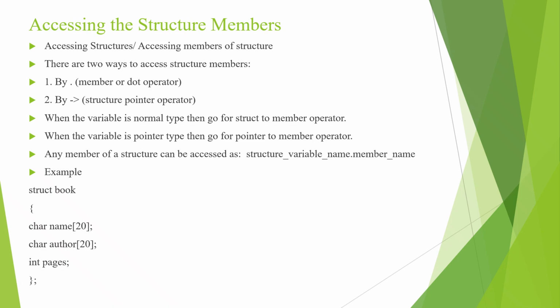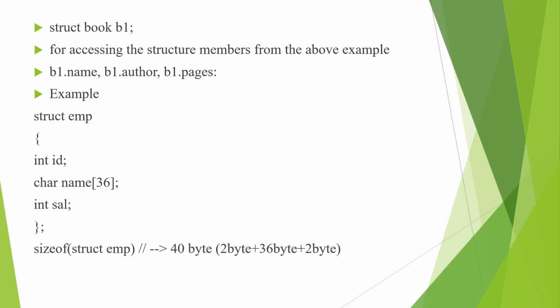Example: struct book, within the curly braces, char name, char author, int pages. The first one, the dot operator, is used when working with a normal structure variable, that is v1.name, v1.author, etc. The next one, the arrow operator, is used when working with struct pointers. A normal variable uses dot, and a pointer variable uses arrow. This allows us to create, read, or modify the values stored inside the structure.